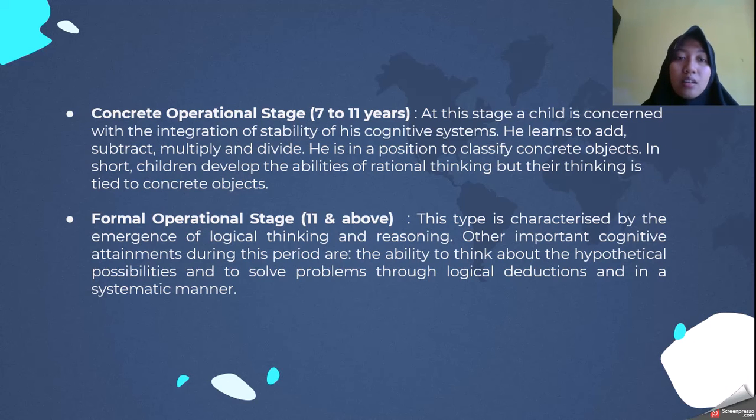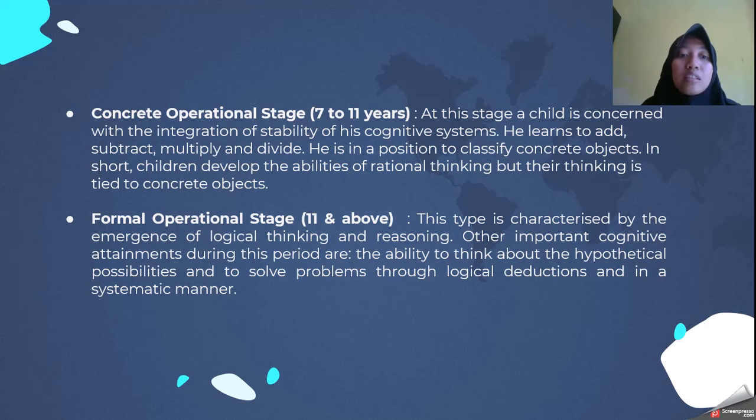We can call it the concrete operational stage, because in this stage a child is concerned with the integration of stability of his cognitive systems. He learns to add, subtract, multiply, and divide. He is in a position to classify concrete objects. In short, children develop the abilities of rational thinking, but their thinking is tied to concrete objects.